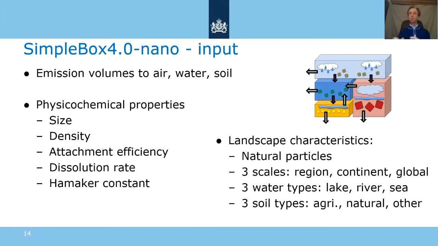But the characteristics that were changed for the nanomaterial model, SimpleBox for Nano, were that we needed some properties for the natural particles, such as size and density. Furthermore, these are all properties of the three different scales. We have properties of the lake, river, and seawater, three types of water, and agricultural, natural, and other soil.